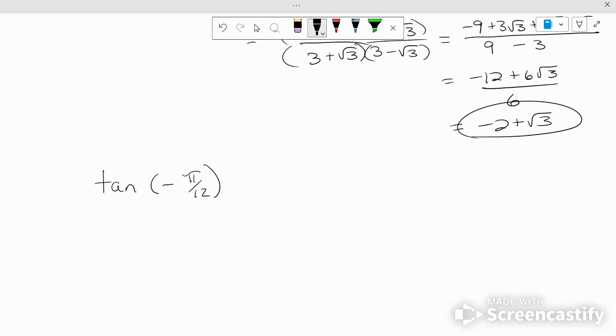The tangent of negative pi over 12. That's like the tangent of 2 pi over 12 minus 3 pi over 12, right? So we go negative pi over 12, which is the tangent of pi over 6 minus pi over 4.